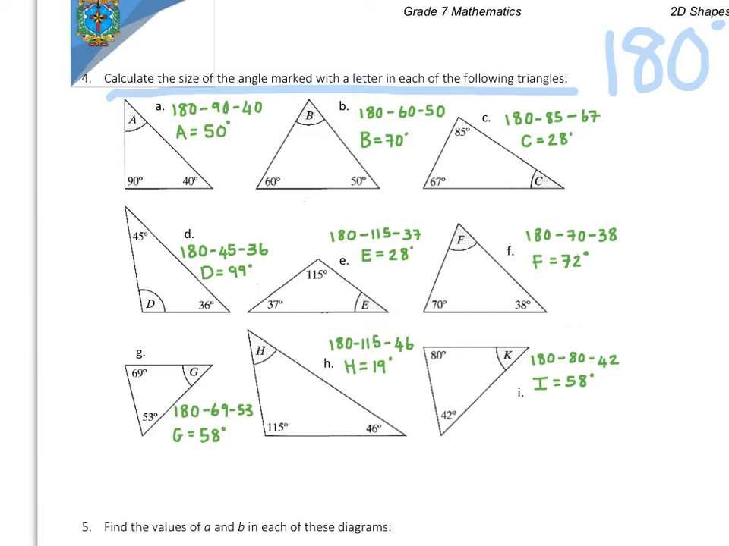So to calculate what A is, we have to say 180 degrees minus 90 minus 40, and B, 180 degrees minus 60 minus 50, C, 180 degrees minus 85 minus 67, and so on. And those should all be straightforward for you.